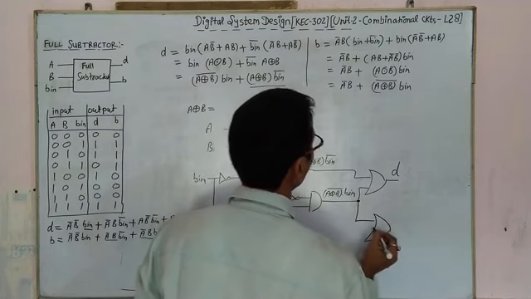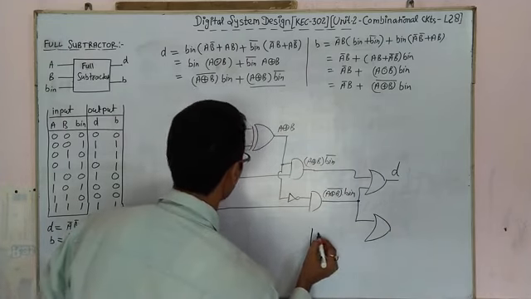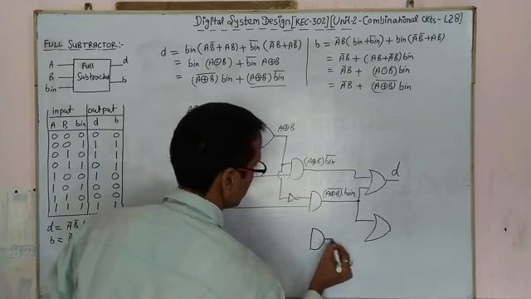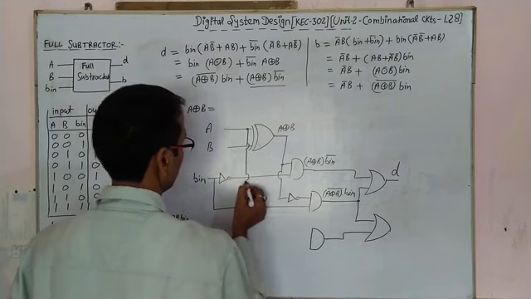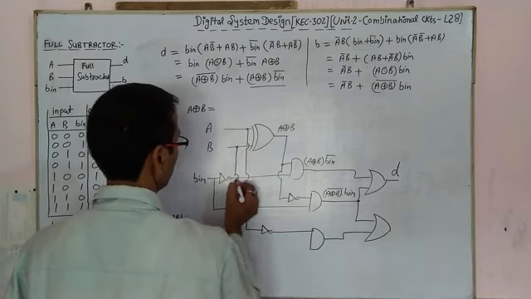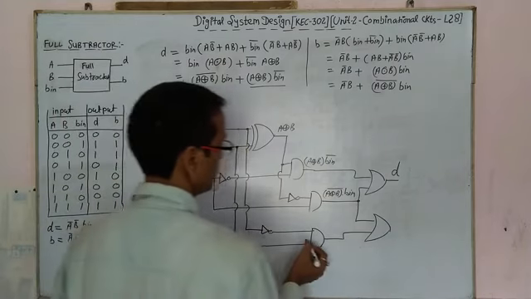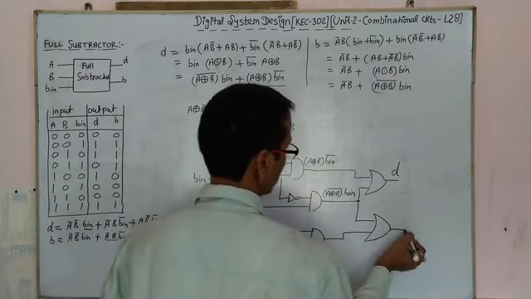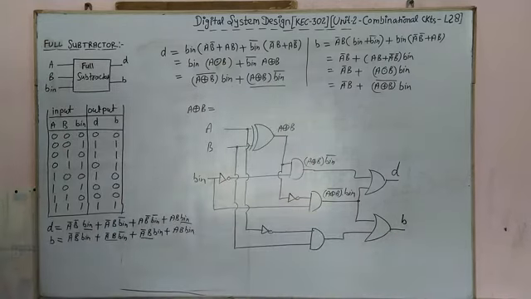Now A XOR B bar dot B in, this we add with A bar B. A bar B is an AND gate: this is A bar, this is B. So this is A bar B, and the sum of this gives you the borrow. So this is the implementation using AND, OR, and inverter gates, basic gates.